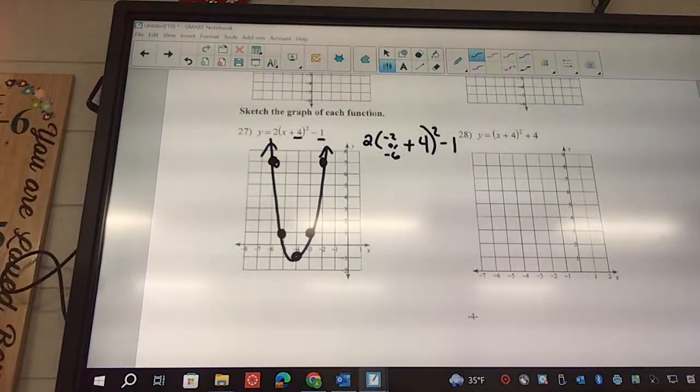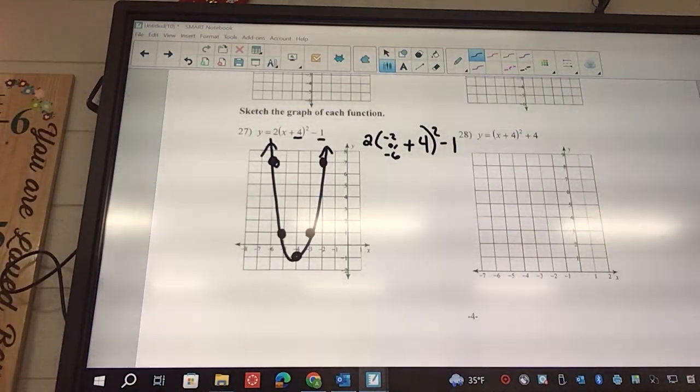Since there's no slope for it, do we just go up 1 over 1 and then up 2 over 4? Or up 4 over 2? 4 over 2, yeah.